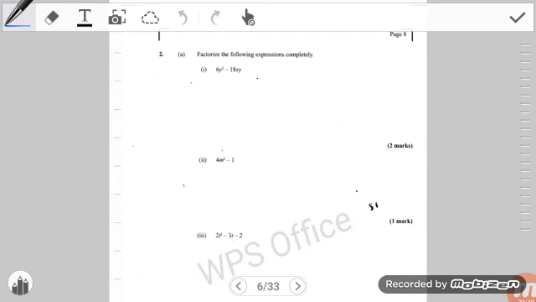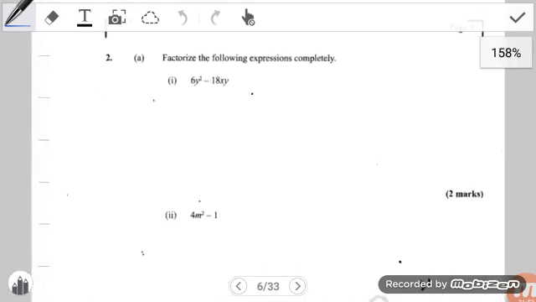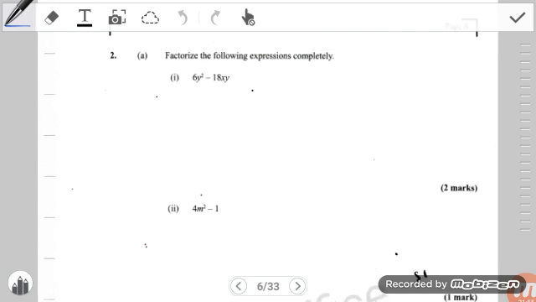All right, so we're at the algebra section now. Pretty long paper, but let's get into it. This is what we call a YouTube marathon. So factorize the following expressions completely. 6y squared minus 18xy. Now, there are 4 types of factorization techniques out there.